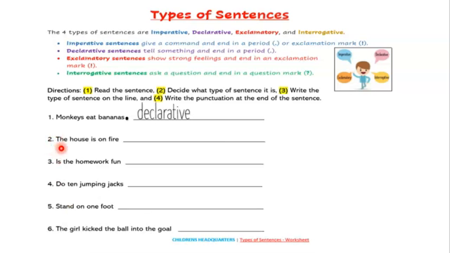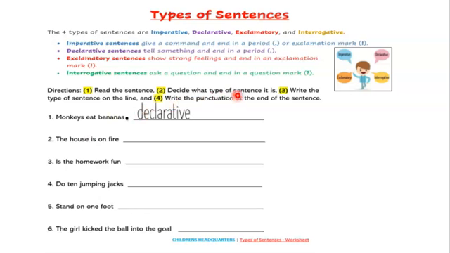Number 2 says, "The house is on fire." So we read the sentence. Now, let's think about this for a second. If your house is on fire, would you say, "The house is on fire." Or would you say, "The house is on fire!" Right? We're going to yell it. We're going to show strong emotions or feelings.